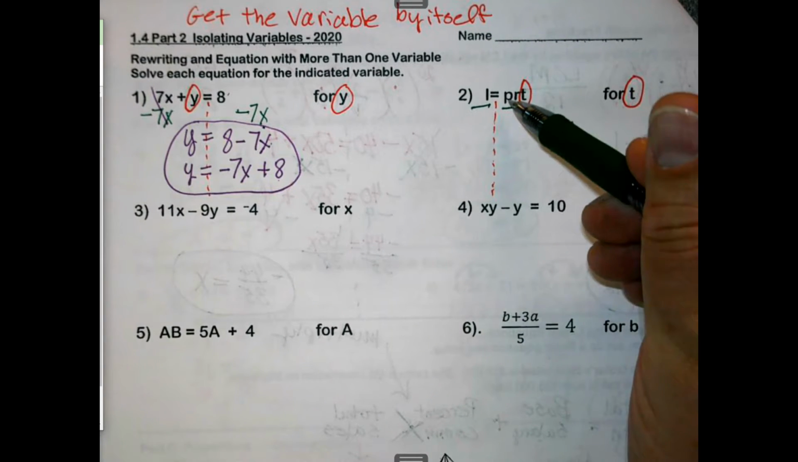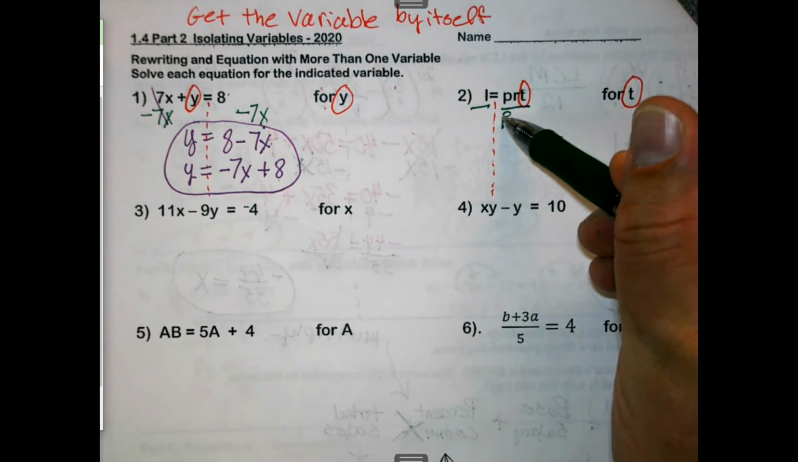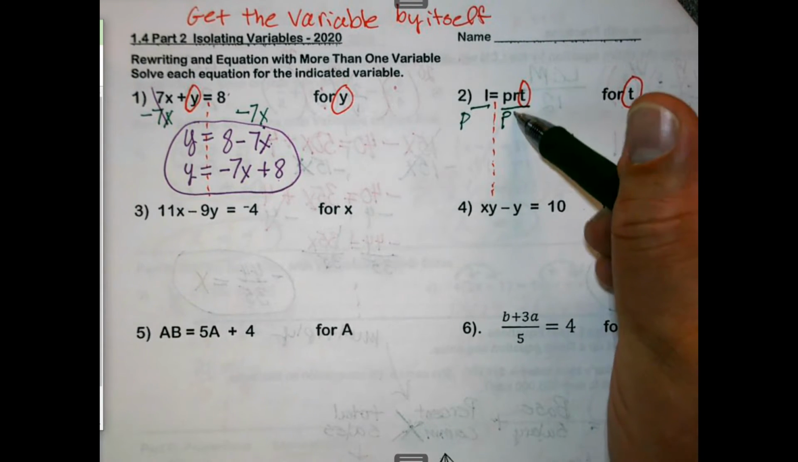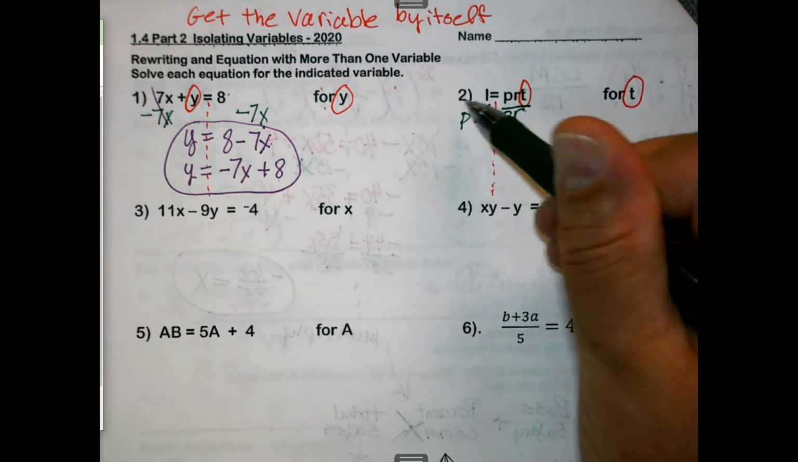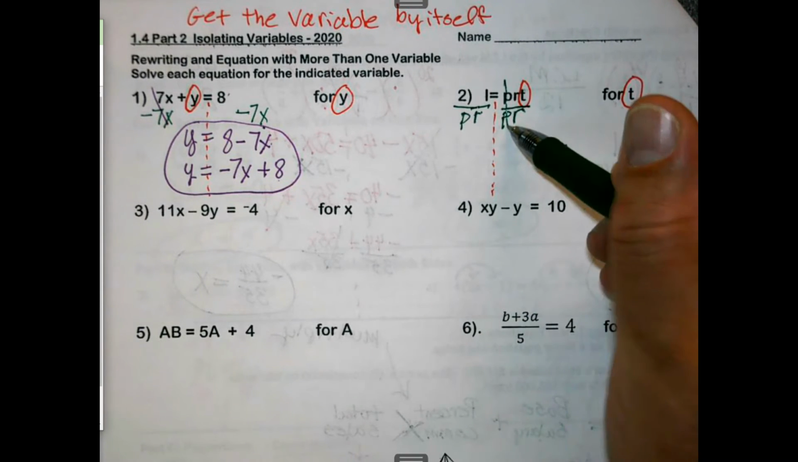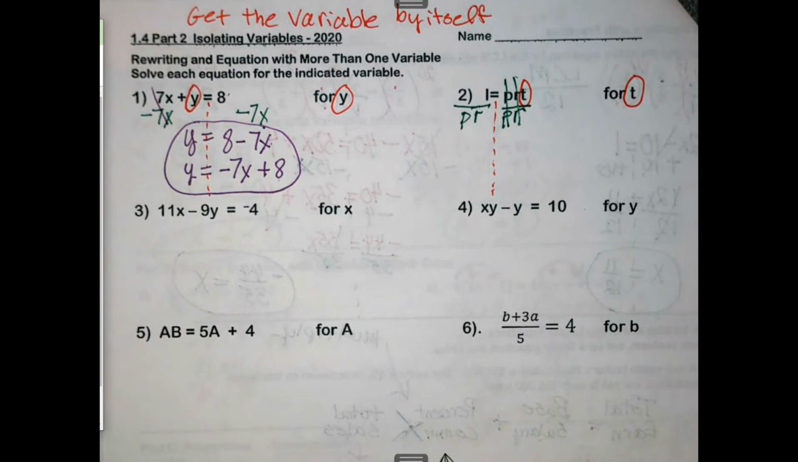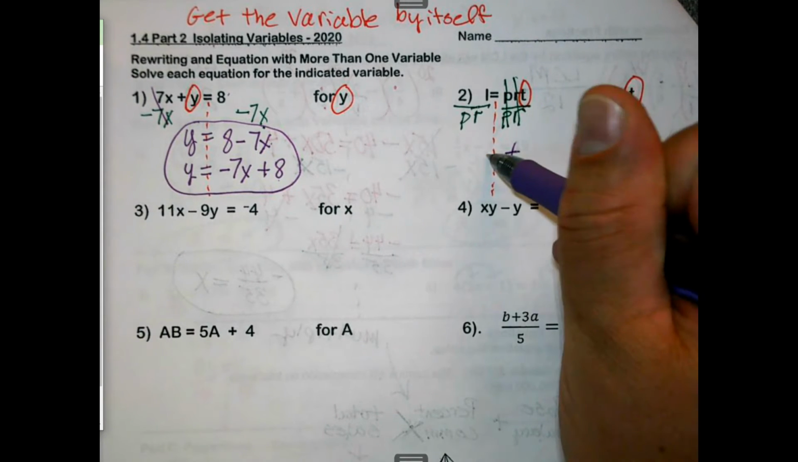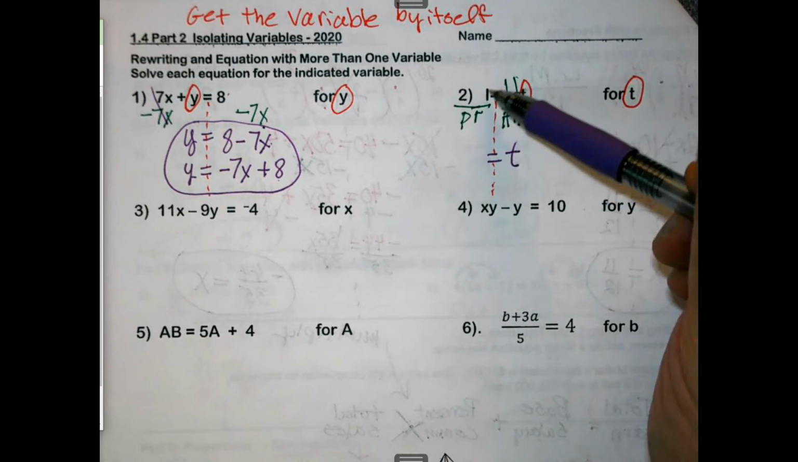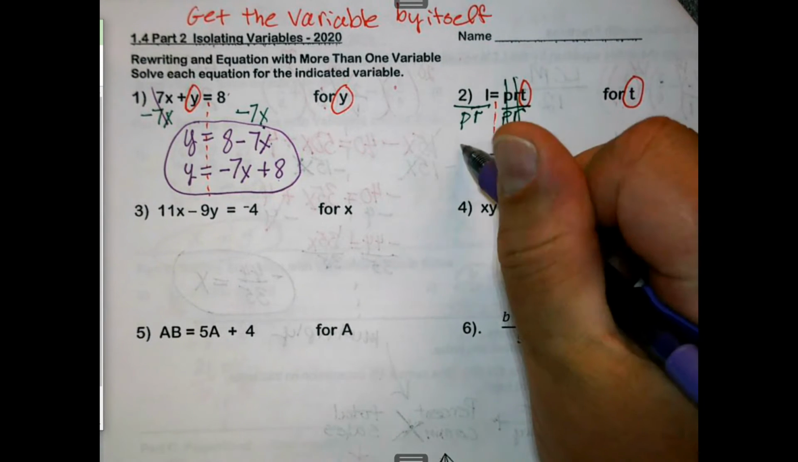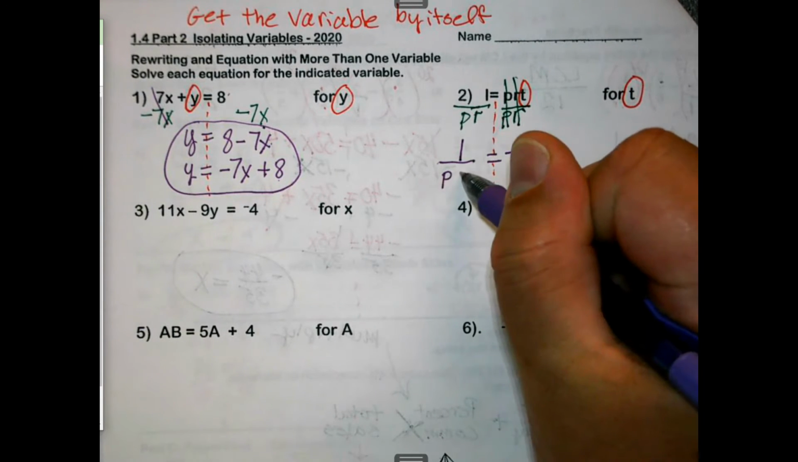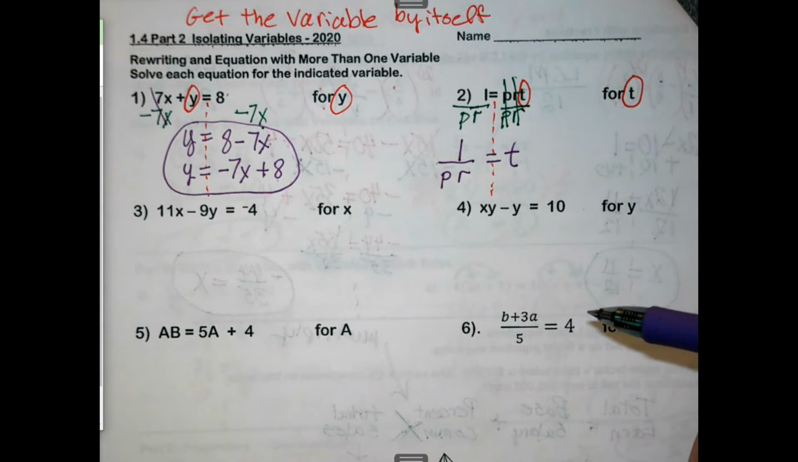So I'm going to divide by the p. Don't want the p there, so I got to do it to both sides. Don't want the r there, so I'm going to divide by r. So these cancel, this cancels, and I'm left with just the t. And on this side, I have, I think it's I over p r. And I'm done.